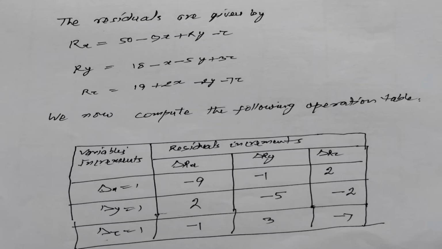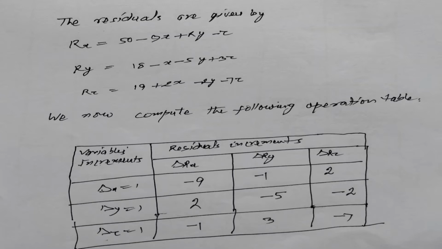We now compute the following operation table. First column, variables, increments. Second column, residual component increment delta Rx. Third column, residual increment delta Ry, and fourth column, residual increment delta Rz.